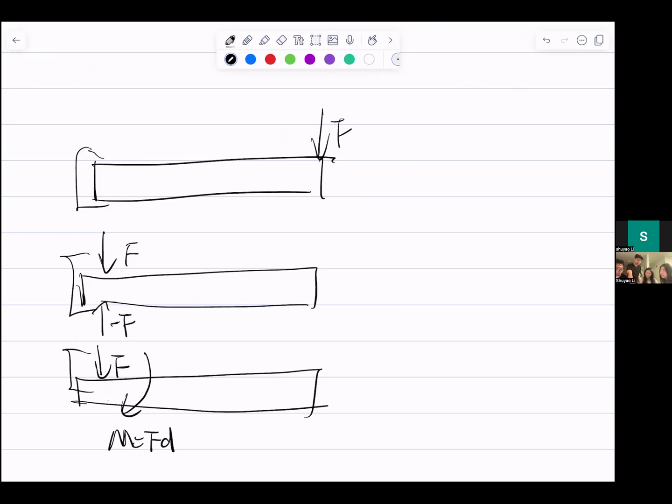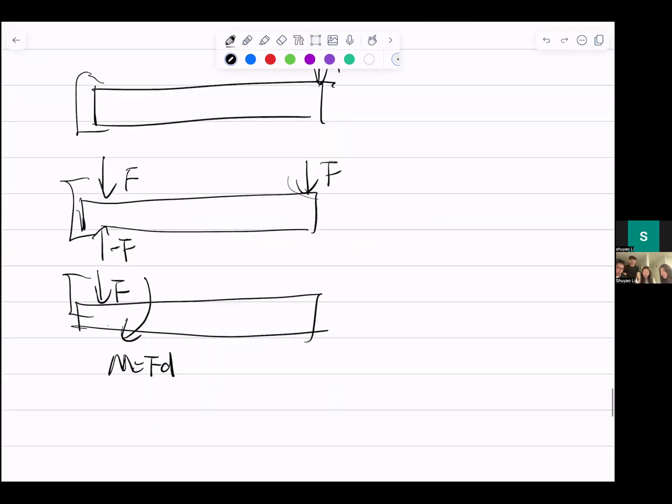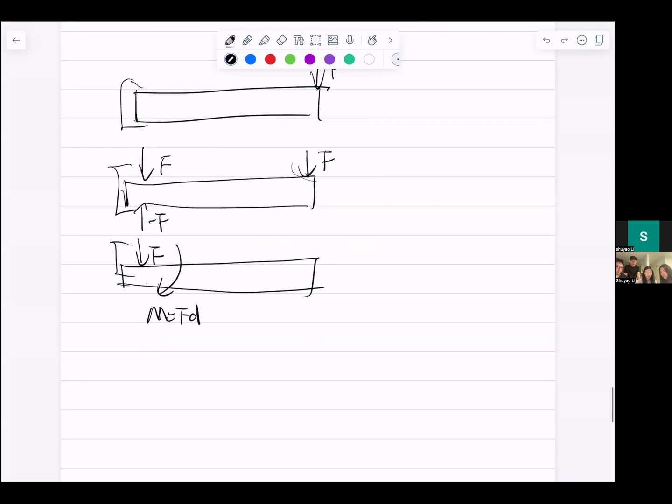I think the first and the third one are the same. The second one will be the same if you have a force on this side. Yeah, because the resultant force has to be the same, and the moment has to also be the same. Yes, so for the second one, if I have an F here, then it will be the same.